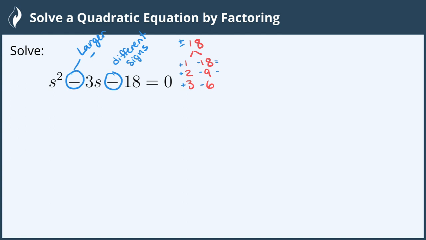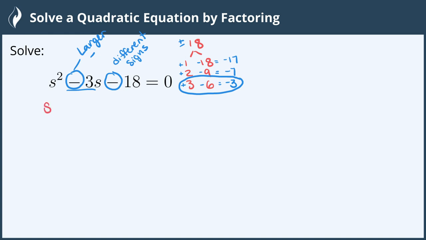Now we can add these together, or subtract. So we have positive 1 minus 18 gives us negative 17. Positive 2 minus 9 gives us negative 7. And positive 3 minus 6 is negative 3, which matches our middle term. So those are the factors we will pick.